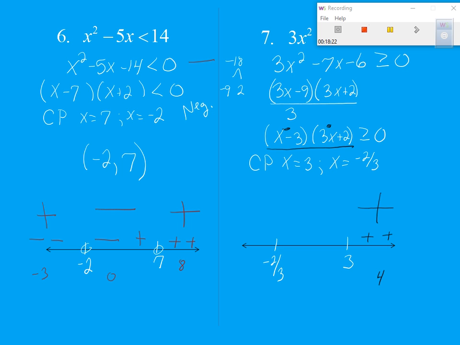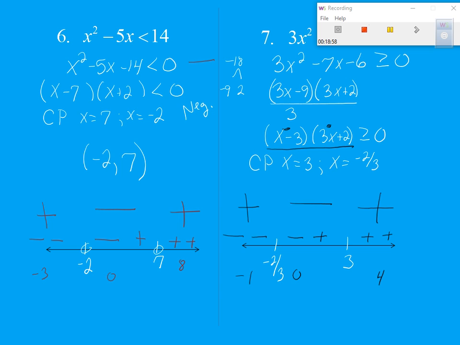We're kind of getting lucky on the 0 thing. 0 is between negative 2/3 and 3, so I'm going to pick 0. 0 minus 3 is negative. 3 times 0 plus 2 is positive. So this area is negative. And then I might pick negative 1. Negative 1 minus 3 is negative. 3 times negative 1 plus 2 is also negative. So I got positive. Now, don't always assume that it goes positive, negative, positive. For today, most of them do, but not all of them.